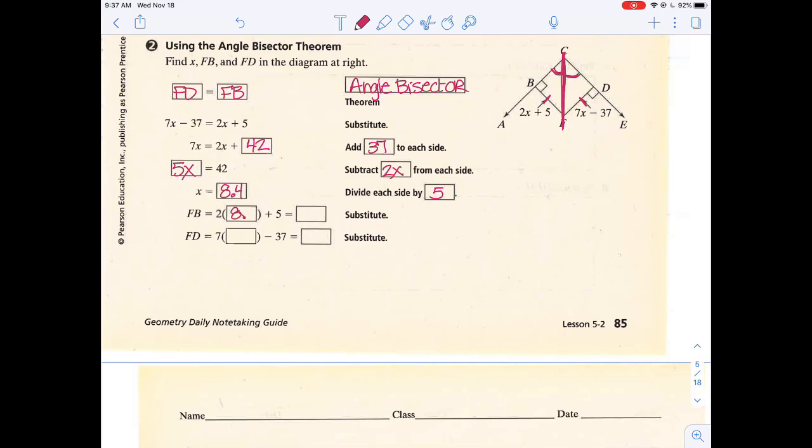So then we can check it. 8.4 times 2 plus 5 would be 21.8. 7 times 8.4 minus 37 is 21.8.